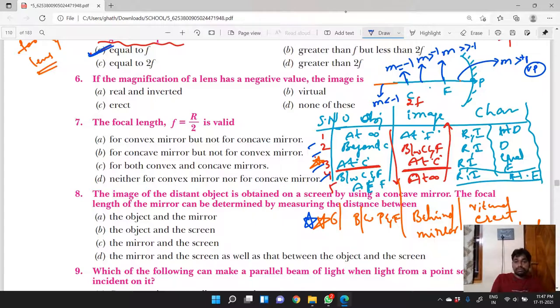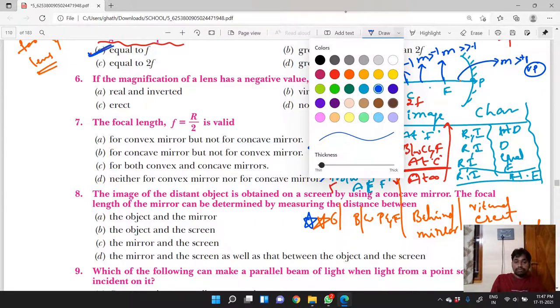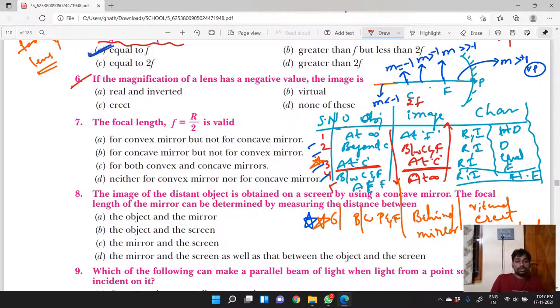So next, the sixth question. If the magnification of the lens has a negative value, previously we have seen the positive question, negative means it is a real image. The focal length f is equal to r by 2, valid. The focal length relation is valid for both mirrors, whether concave or convex, it is valid for both the mirrors. The answer is c.